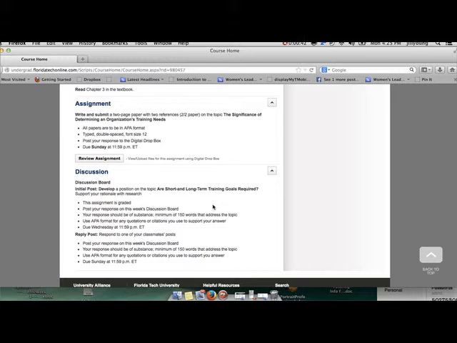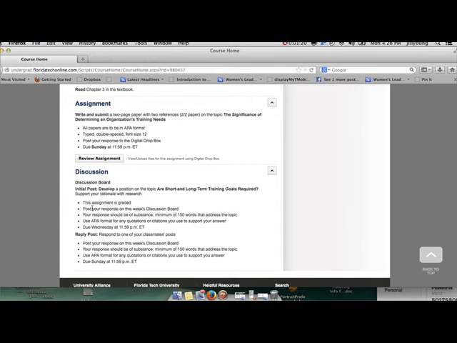And what I mean by the significance of determining an organization's training needs. This paper is basically you're going to be telling me why it's important to determine an organization's training needs. Why is training important? What's the significance of doing an assessment, of figuring out who needs to be trained on what and why? How does that help the organization? What are some real results that come from that? Tell me about that. 2 pages, full pages, 2 references, and text citations.